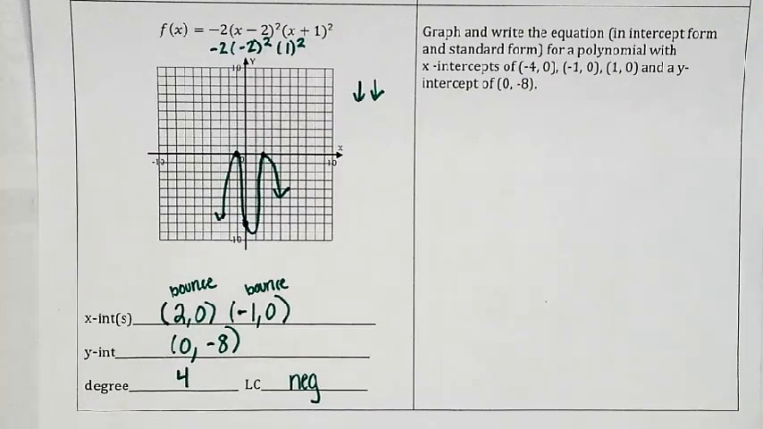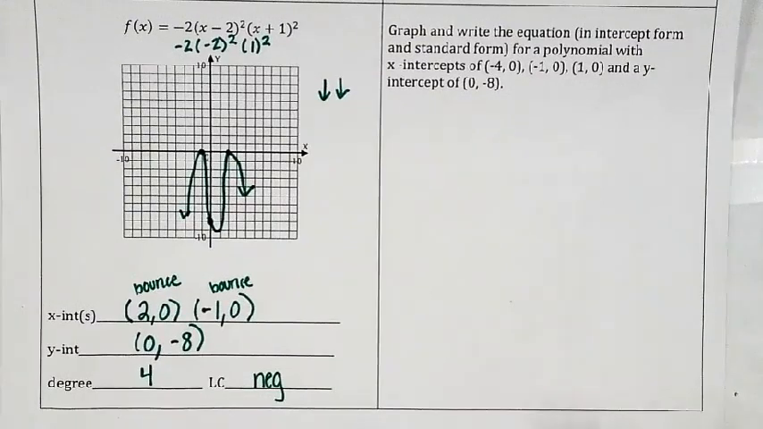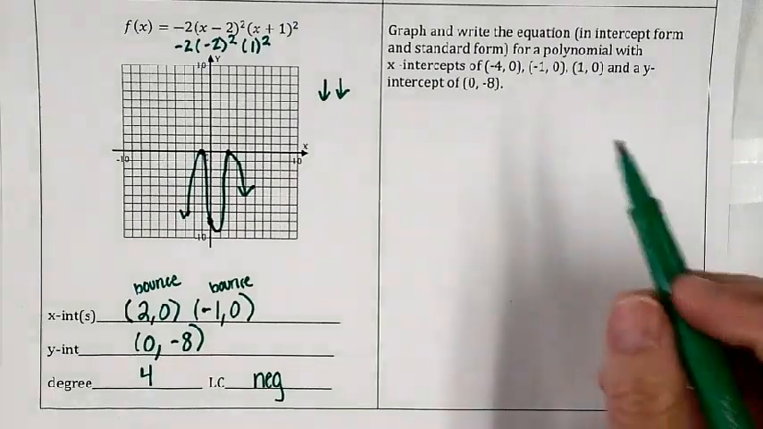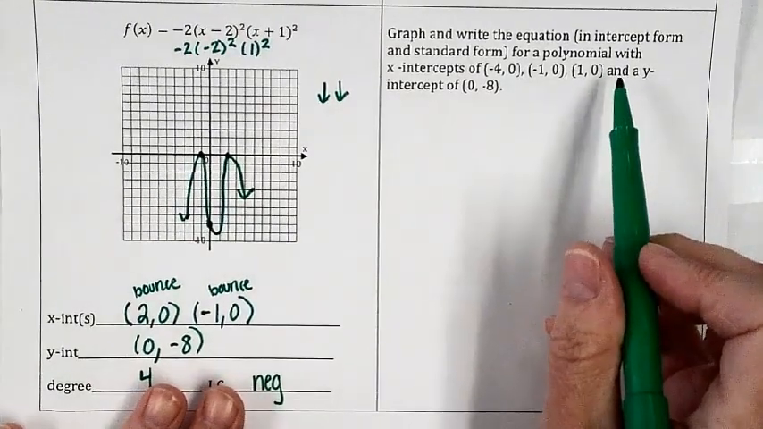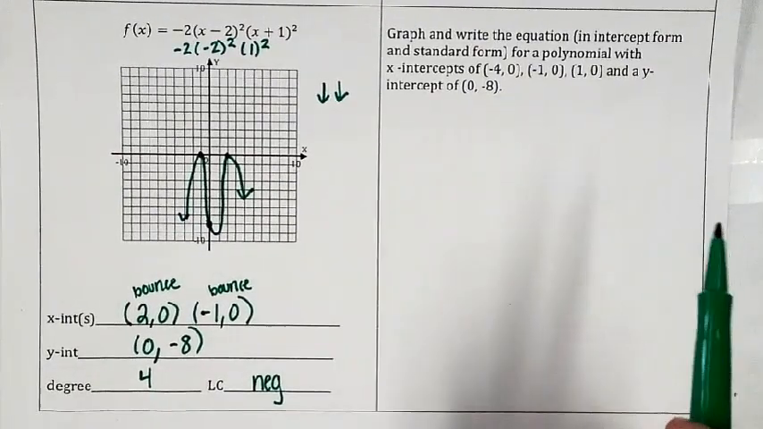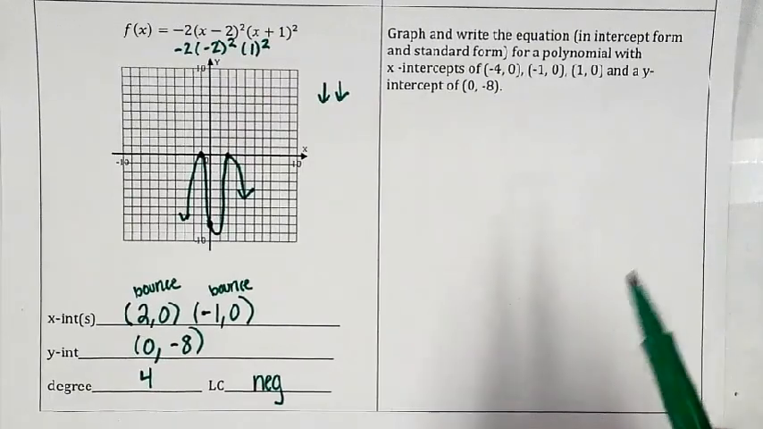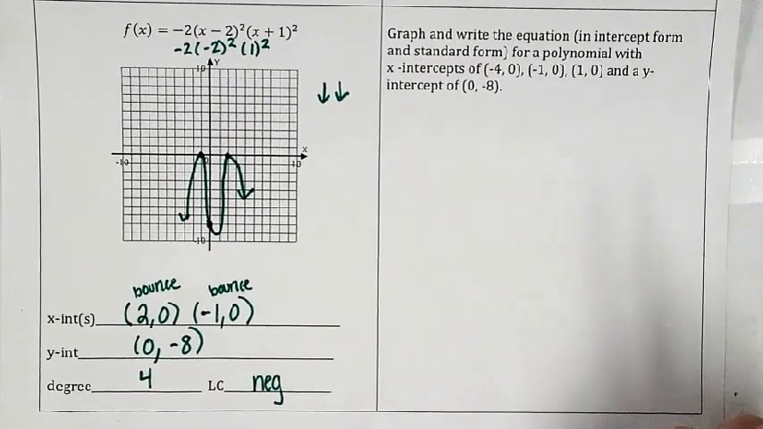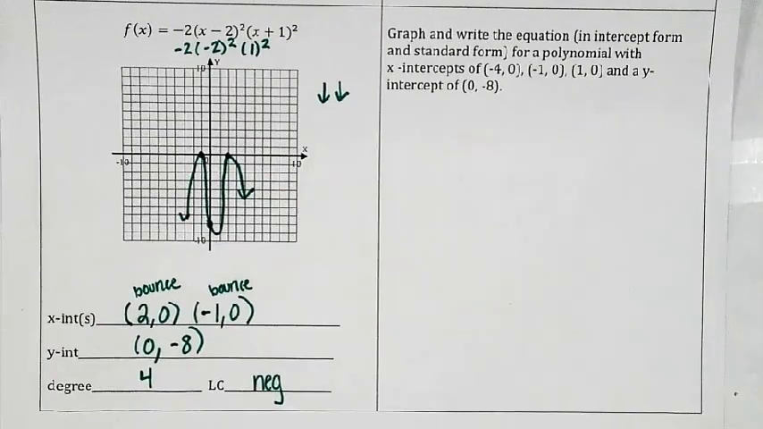Alright, last one. Graph and write the equation in intercept form and standard form for a polynomial with x-intercepts of negative 4, 0, negative 1, 0, 1, 0, and a y-intercept of negative 8. Since none of the intercepts repeat, we're going to assume that they all have exponents of 1. If not, it should say something like a multiplicity of 2, which would mean an exponent of 2, or a multiplicity of 3, exponent of 3.